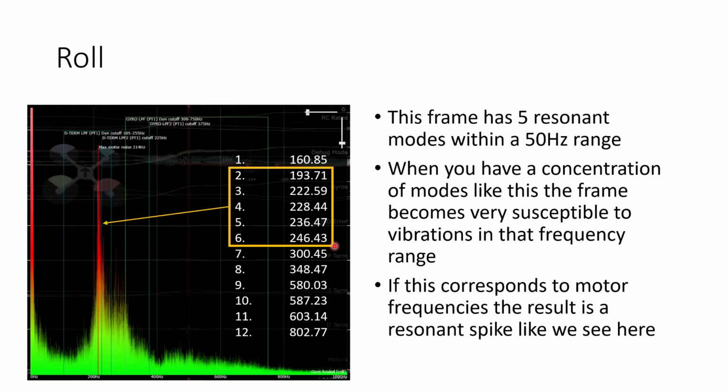Based on my experience of having looked at many different frames in this way, I noticed that when you have a concentration of modes like this, the frame becomes very susceptible to vibrations in that frequency range. And so when the motors hit that certain speed where they're exciting at about 220 Hertz, let's say, the frame really wants to ring along with those motors. And that can create this spike in the gyro signal.